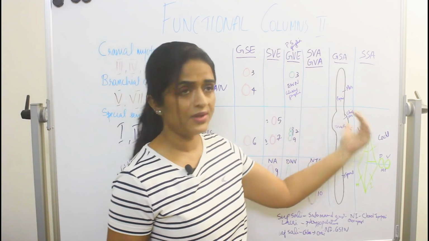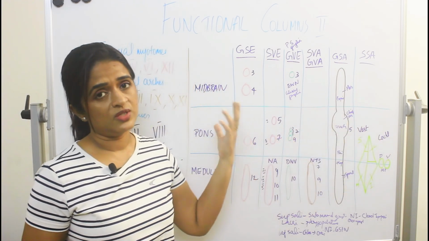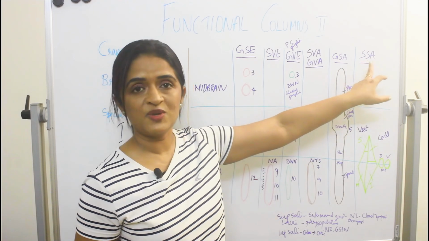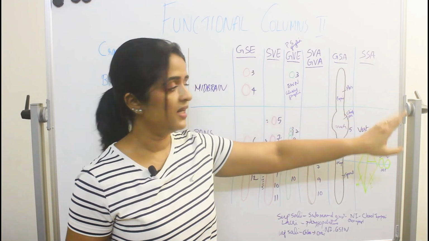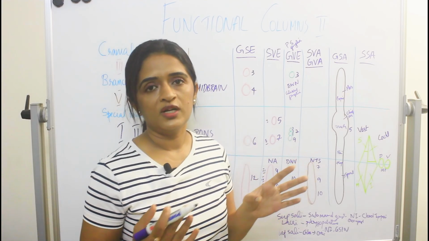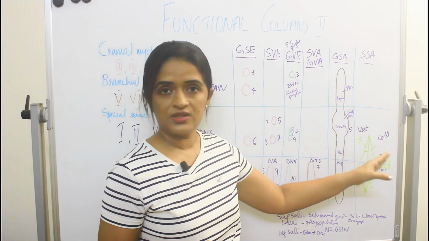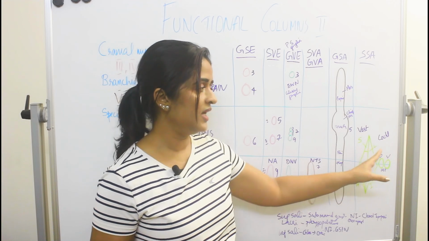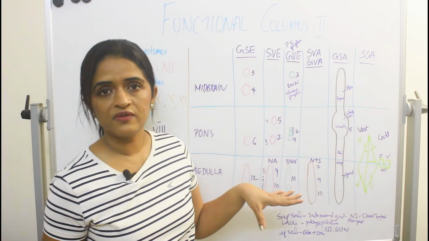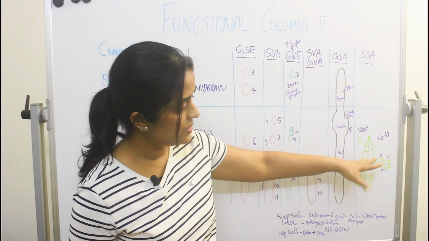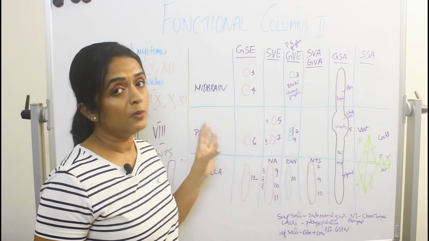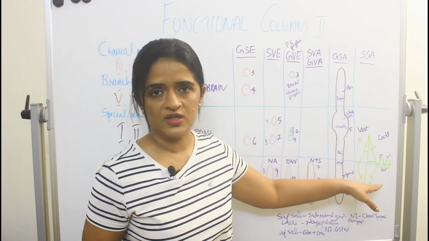Now coming to the last column, the one added towards the end of the functional columns, that is the special somatic efferent, and that is by the 8th nerve. The 8th nerve, the vestibulocochlear nerve, has two sets of nuclei, the vestibular nuclei and the cochlear nuclei. From the diagram itself, we can see that this is shared between the pons and medulla. Though we say that 8 belongs to the pons, a part of it extends into the medulla as well.